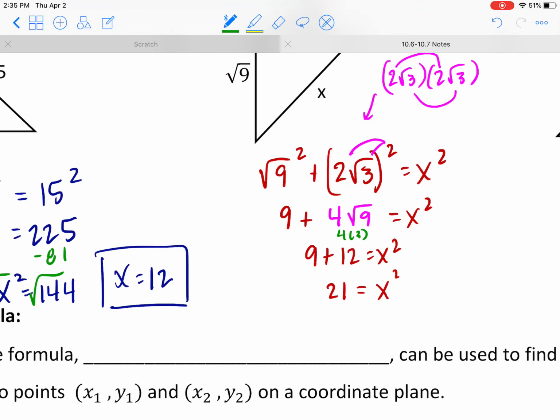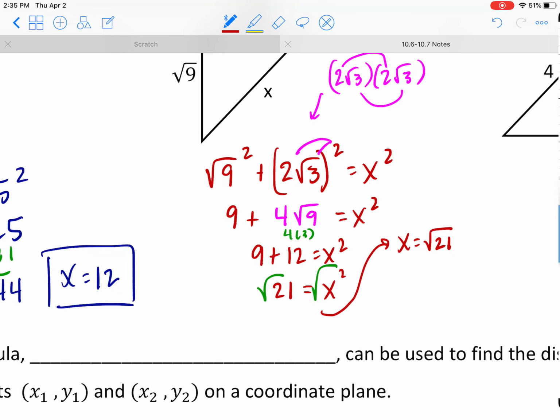Now it's a little easier here. We know the square root of 144 is 12. Here we don't have a square root of 21, but that's okay. We use the same process. To get rid of the square, we take the square root of both sides. So we would say x is equal to, since this doesn't have an exact square root, let me move this over here.